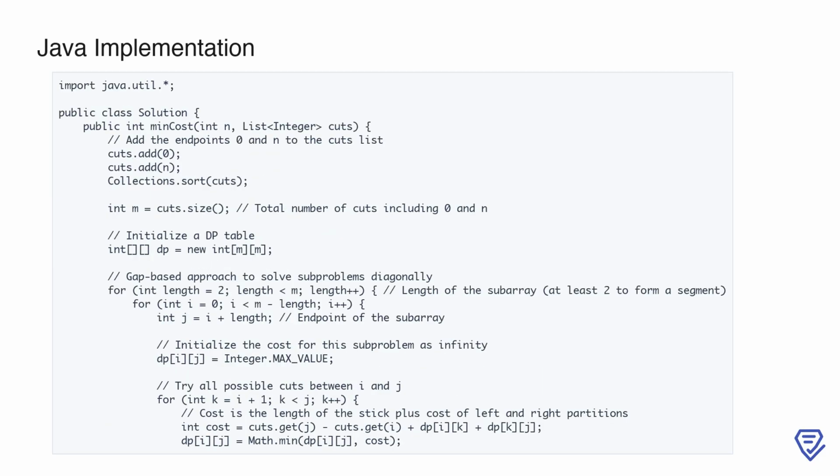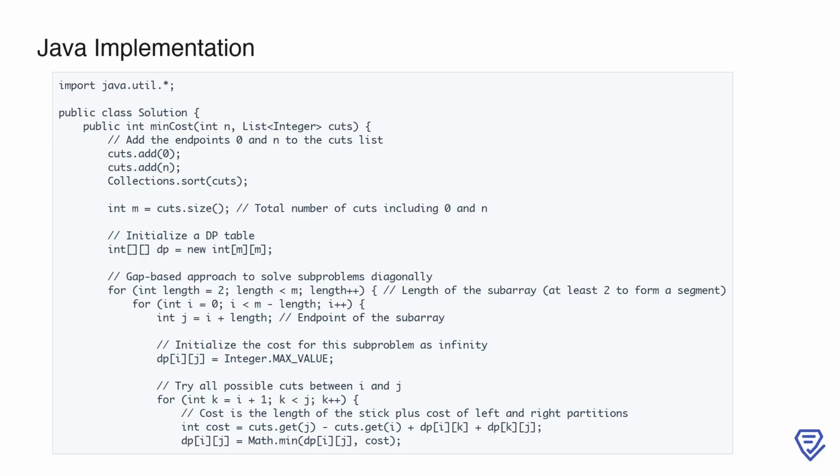Here, we start by importing the necessary packages and defining our solution class. The minCost method takes the length of the stick n and a list of cut positions cuts as input. To simplify our calculations, we add the endpoints 0 and n to the cuts list, since these represent the boundaries of the stick. Then, we sort the cuts list to ensure the positions are in ascending order. Next, we determine the total number of cuts, including these boundaries, and store it in M.